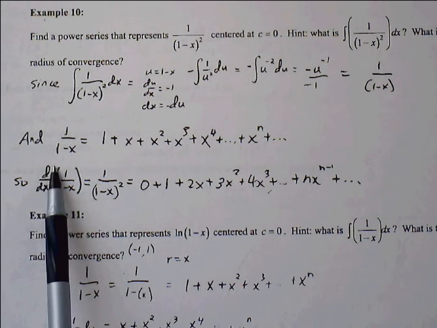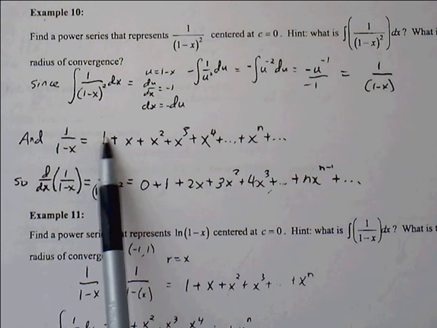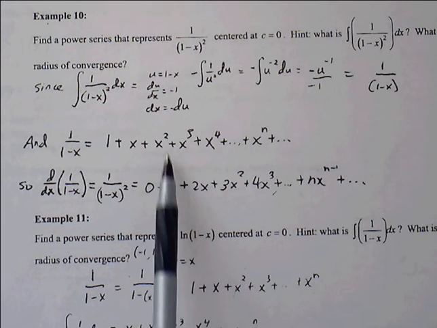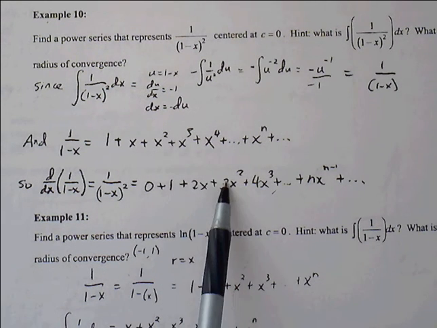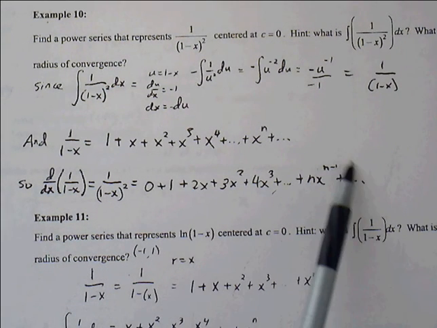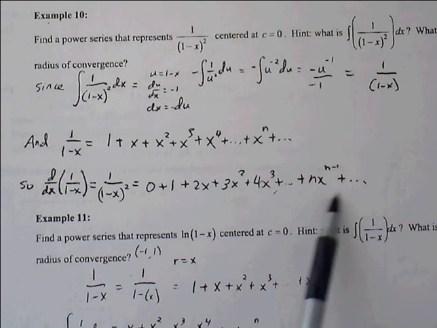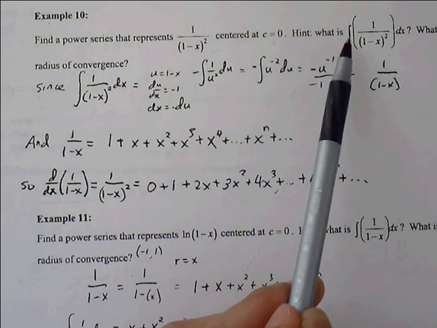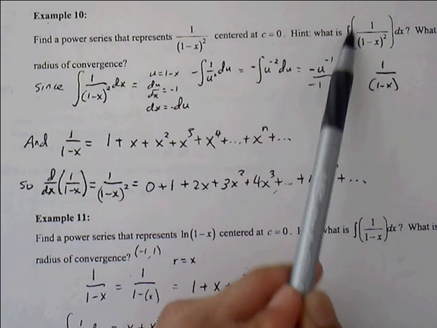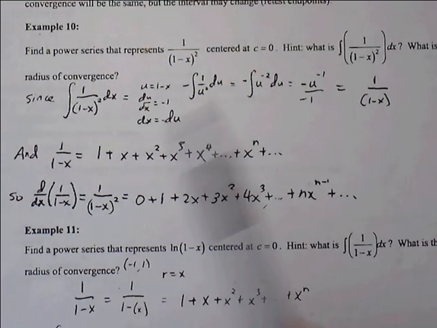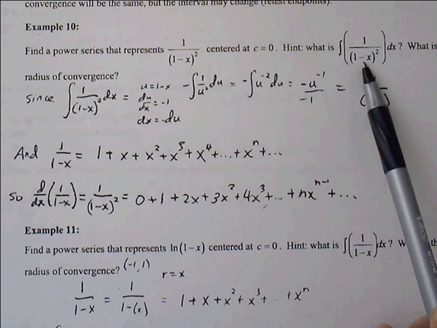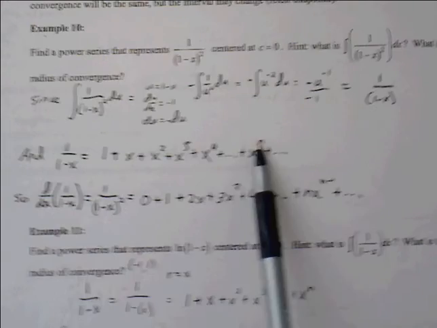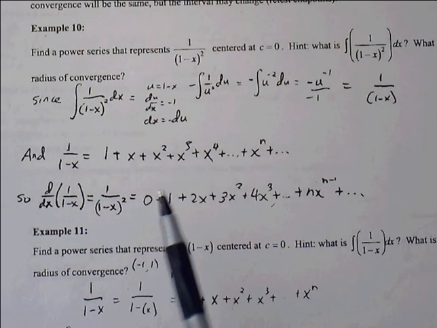So the derivative of 1 over 1 minus x will just be the derivative of each of these terms. 1 goes to 0, x becomes 1, x squared becomes 2x, x cubed becomes 3x squared, and so on and so forth. So we're able to create our power series by working backwards, using the integral of 1 over (1 minus x) squared, and then going backwards from the power series that we see here.